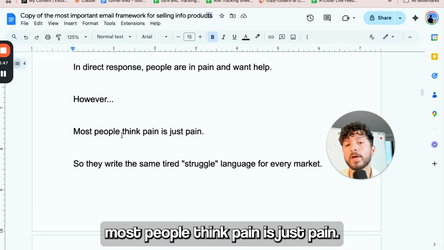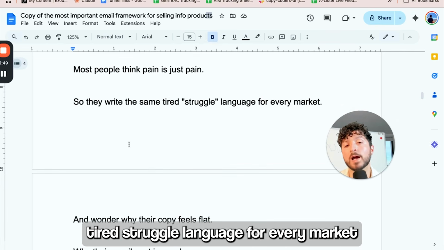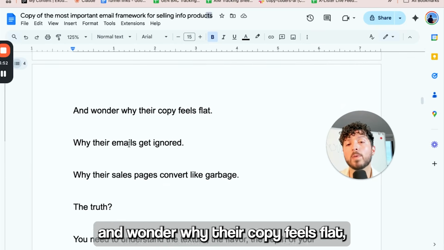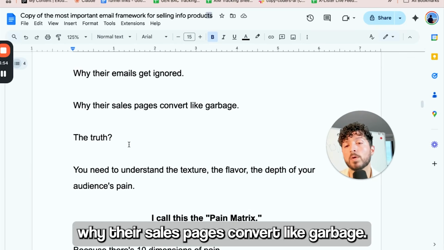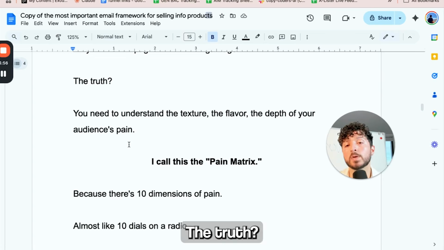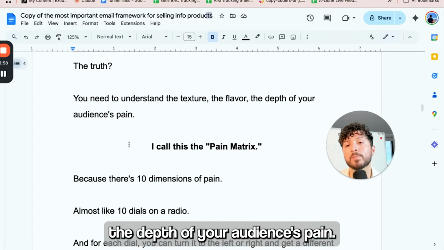However, most people think pain is just pain, so they write the same tired struggle language for every market and wonder why their copy feels flat, why their emails get ignored, why their sales pages convert like garbage. The truth, you need to understand the texture, the flavor, the depth of your audience's pain.